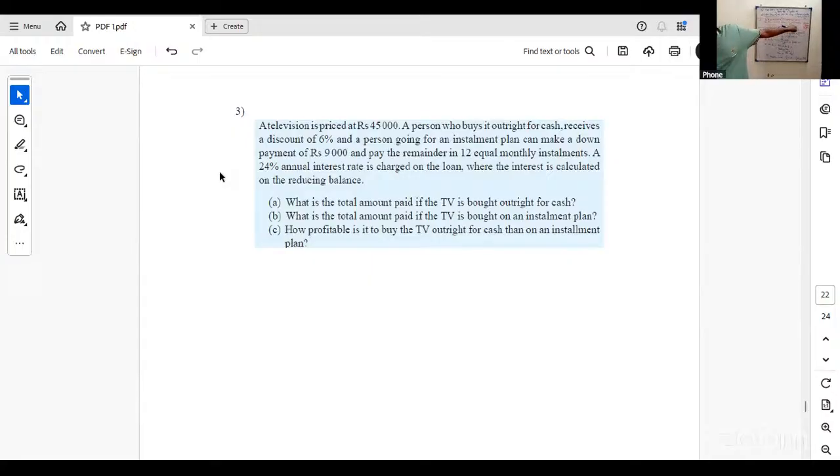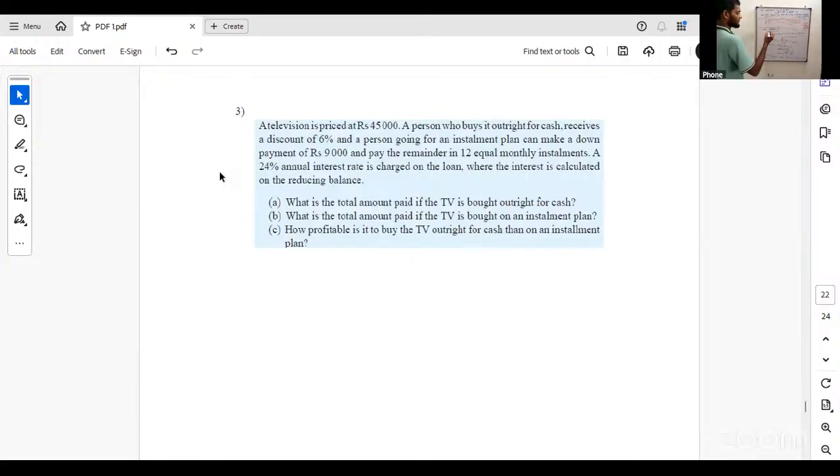Now, which is profitable? You can see that. Here you have to pay only 42,300 if you pay in cash at once. But if you go for installment plan, you have to pay 49,680. So the amount he has to pay in cash is more profitable. Right? So how much is the profit when he pays in cash than in the installment plan?